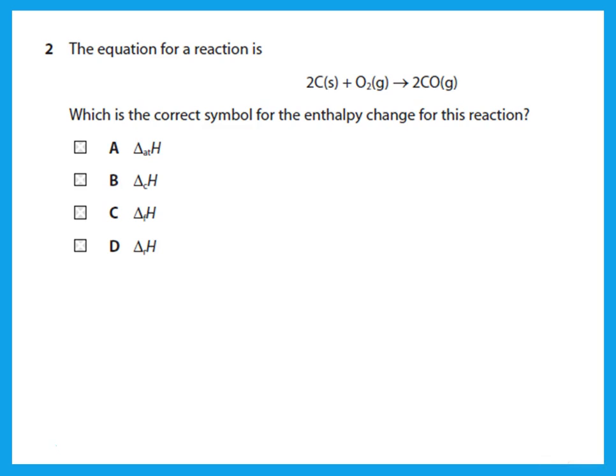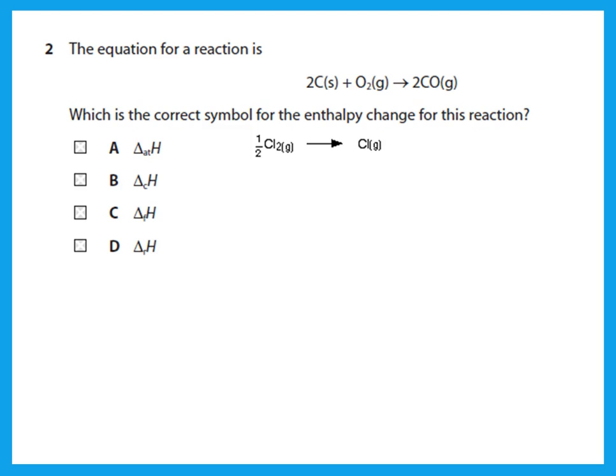The equation for a reaction is this. What is the correct symbol for the enthalpy change for this reaction? Well, let's see. The first choice is delta H of atomization. Is this delta H of atomization? It is not. Atomization means breaking up a molecule into atoms in the gaseous state. So this is not atomization.